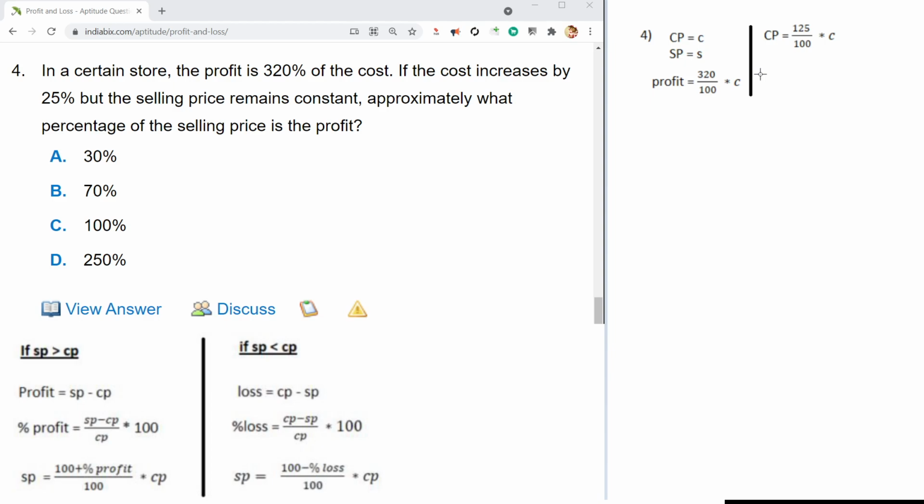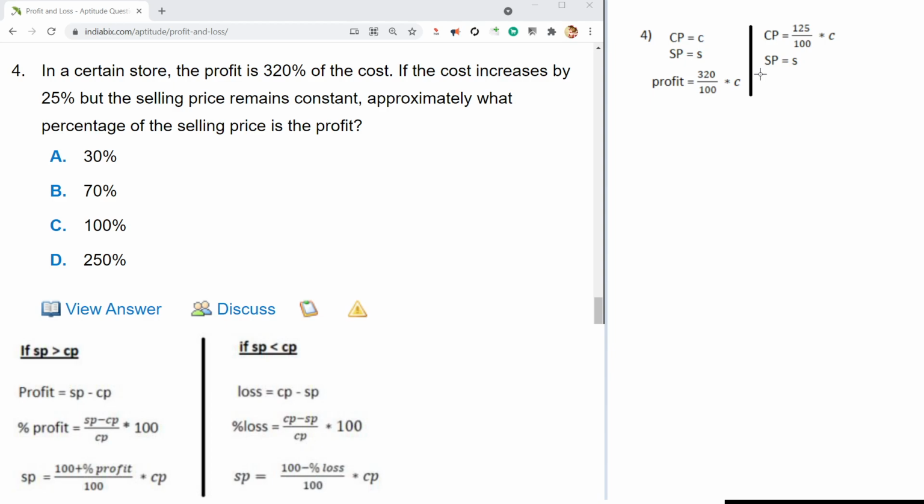If it is increased by X percent, it means 100 plus X by 100 into C. If it decreases by X percent, it means 100 minus X by 100. Okay, but the selling price remains constant. That means SP is equal to S only. Approximately what percentage of the selling price is the profit?